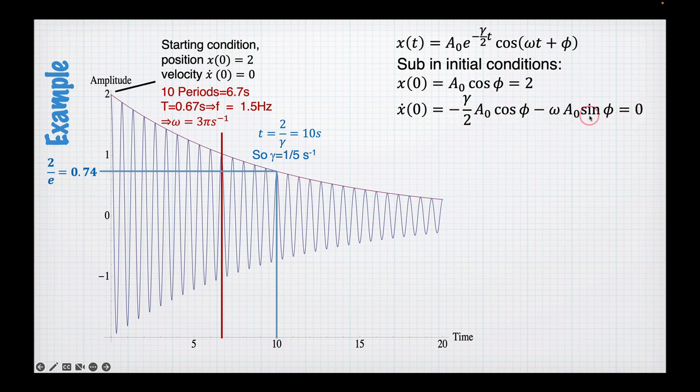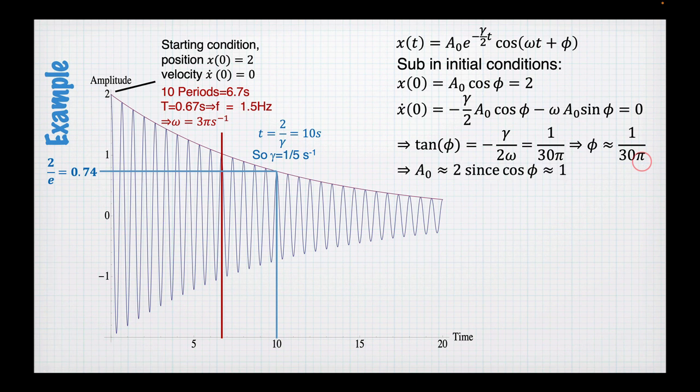This can be used to solve for phi because we can take one of these terms to the other side, divide through by cosine phi, which gives us tan phi in terms of gamma and omega. Turns out that tan phi is pretty small, and we can actually use a small angle approximation here, saying that phi is equal to 1 on 30 pi. And because phi is so small, we can also approximate cosine phi being roughly equal to 1, giving us an amplitude A close to 2.